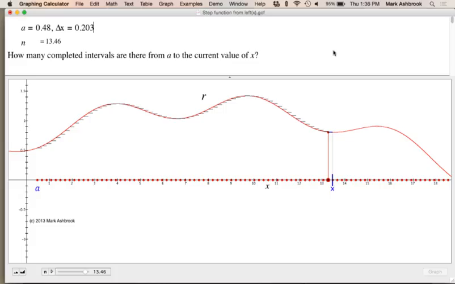So let's just practice this one more time. I've got an a value of 0.48, delta x is 0.203, and my current value of x is 13.46. That's my end slider. So how can you figure out how many completed intervals? We should all be able to do this. From last time, how many completed intervals between 0.48 and 13.46 if our moment width is 0.203? Go.